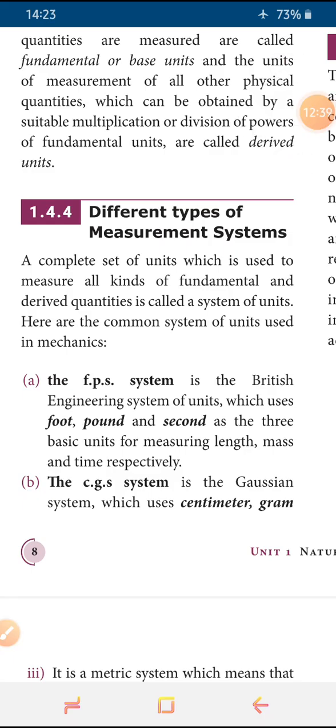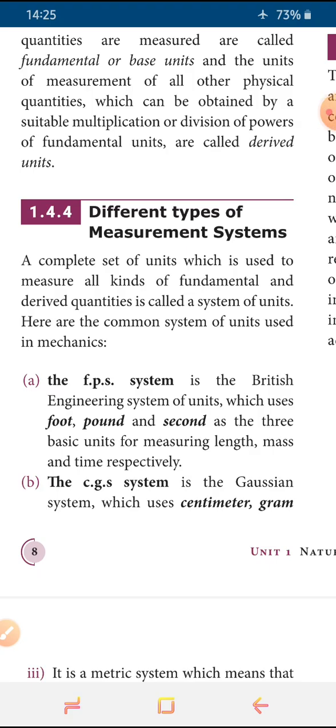And this FPS contains foot, pound, and the third letter S, which indicates second. So these are the 3 basic units. Foot is for length, pound is for mass, and second is for time. So this is the first system, which was used previously.